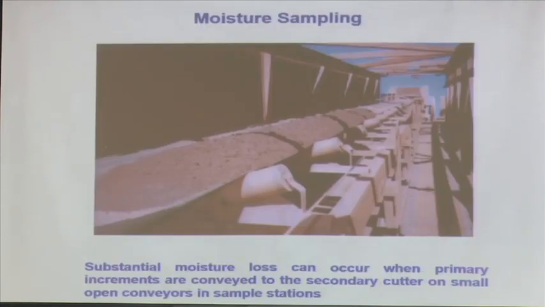Moisture sampling. Suppose I want to know the average moisture content of this, and you see that this is in open air. So when I have done this sampling, there may be some kind of loss of moisture because of evaporation. If it is a humid atmosphere, I may have more moisture than what it was.